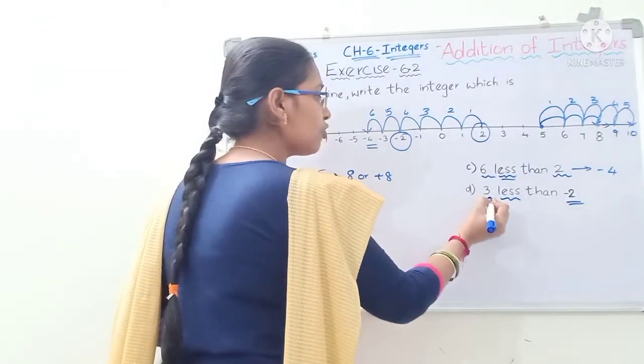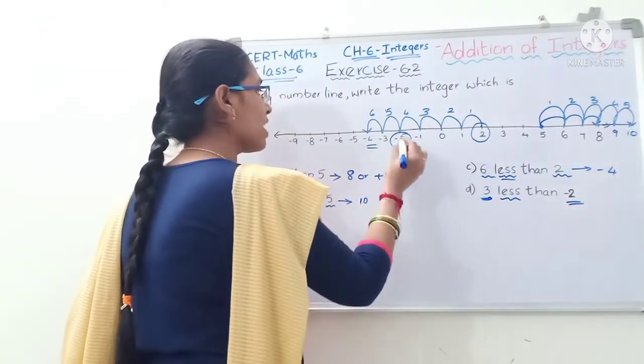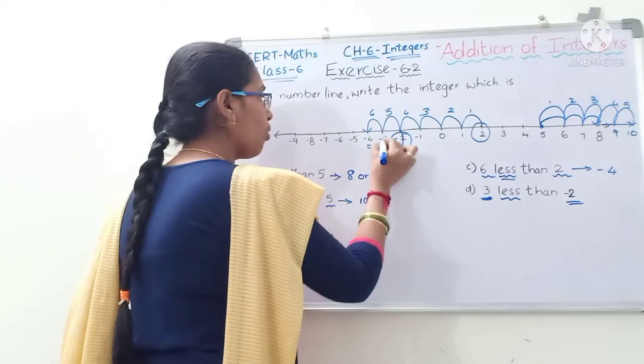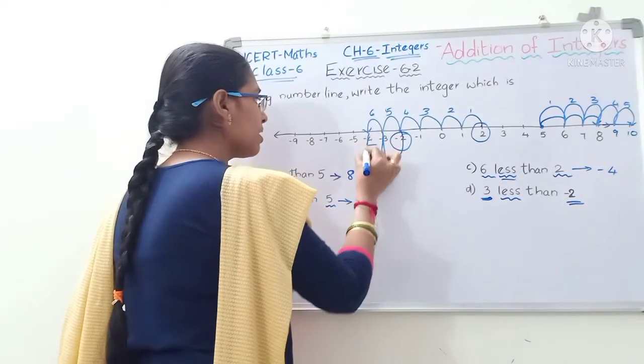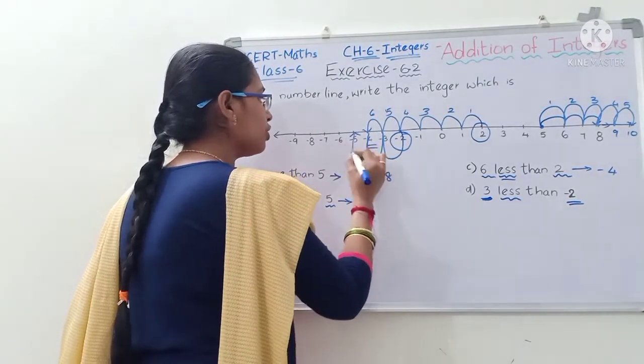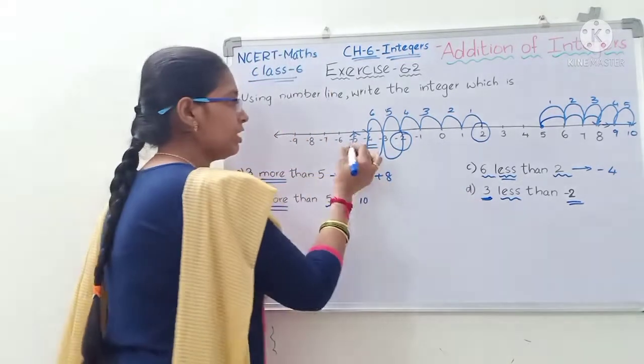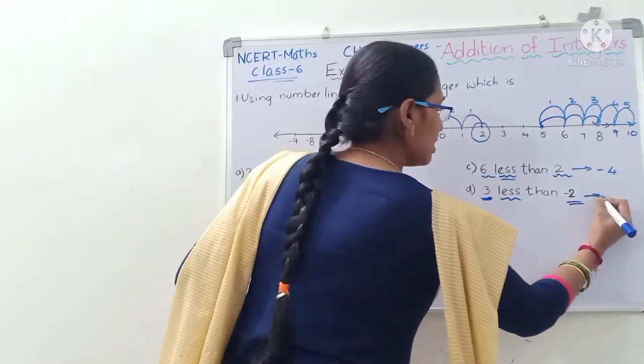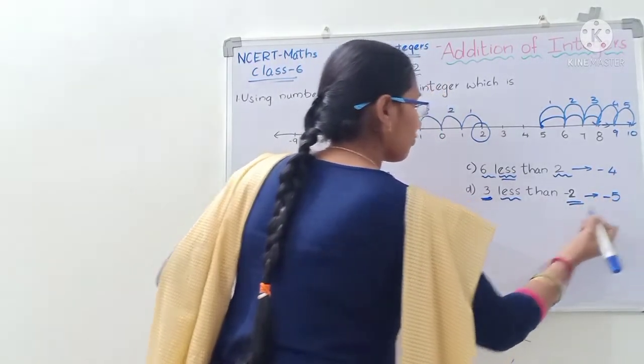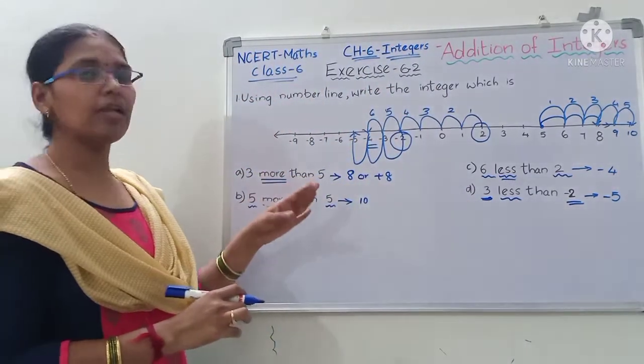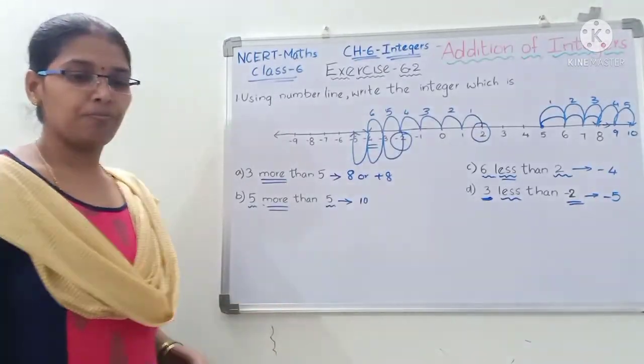How much less, children? 3 less than. So, 3 steps you move back. From minus 2, 1 step, 2 steps and 3 steps. We reached minus 5. So, the answer is minus 5. This is the way you should use number line to solve these problems.